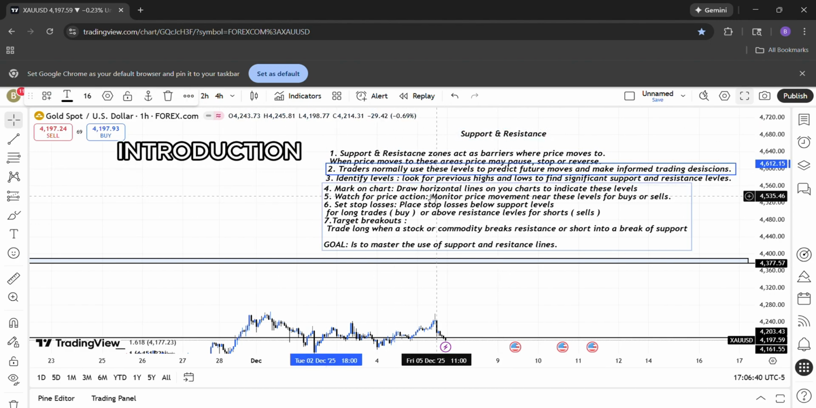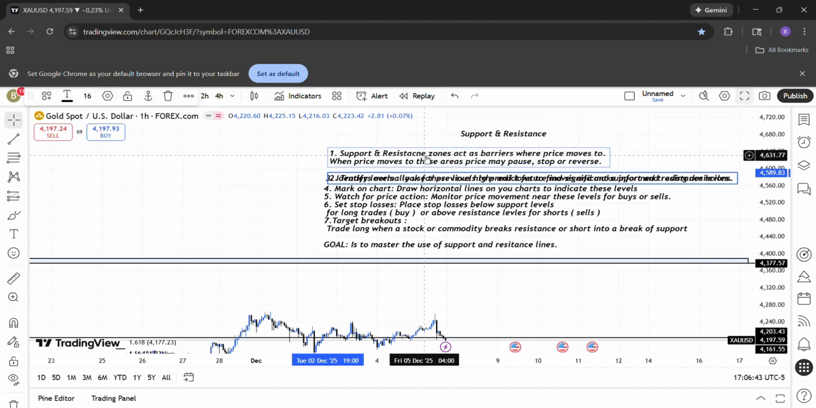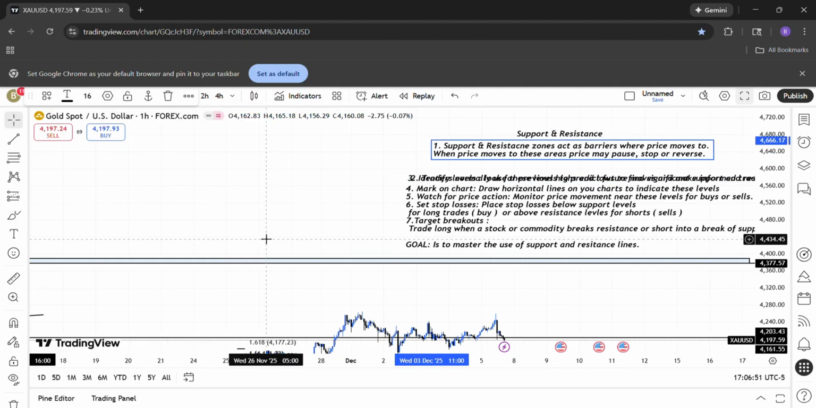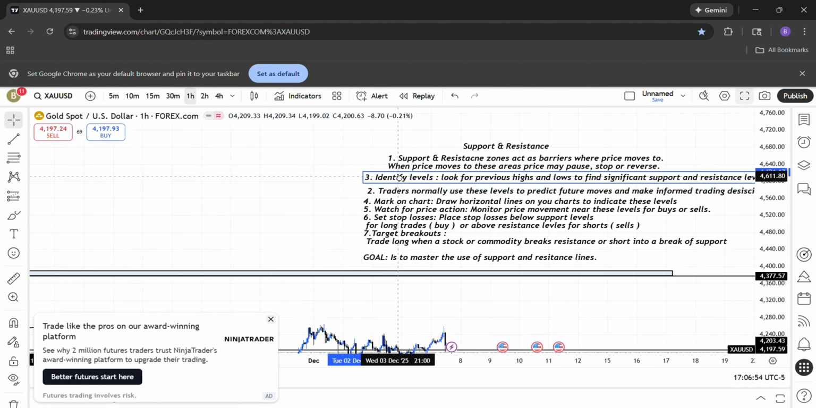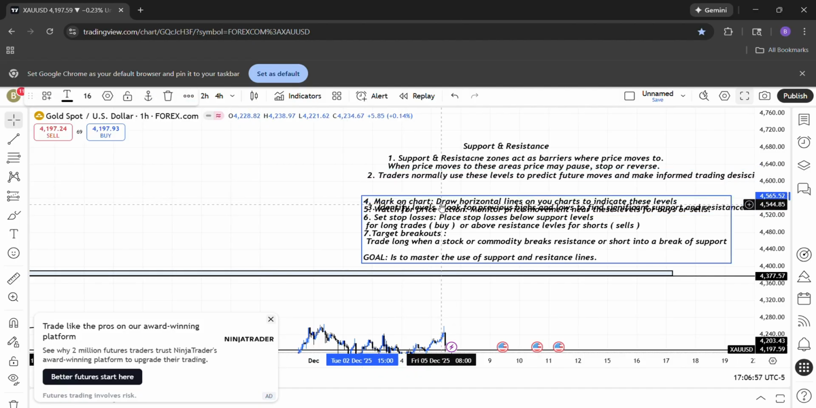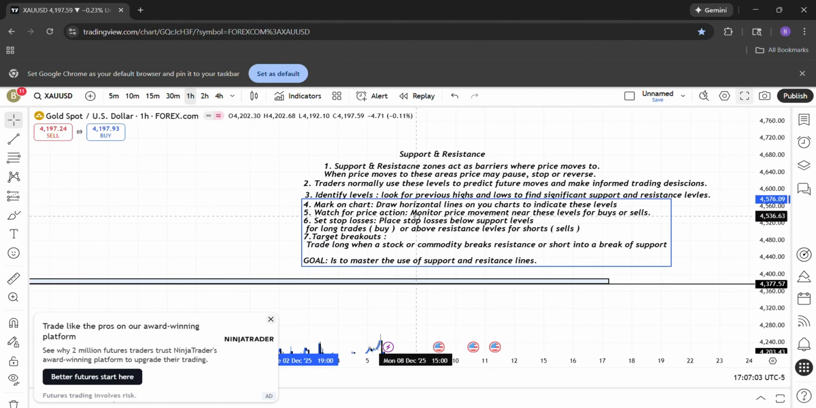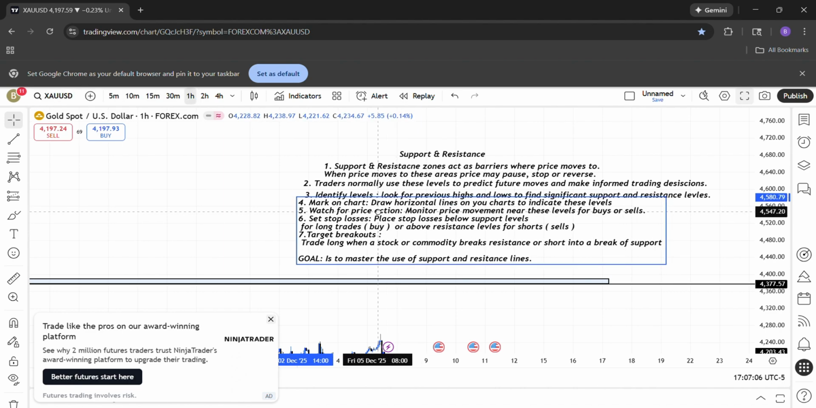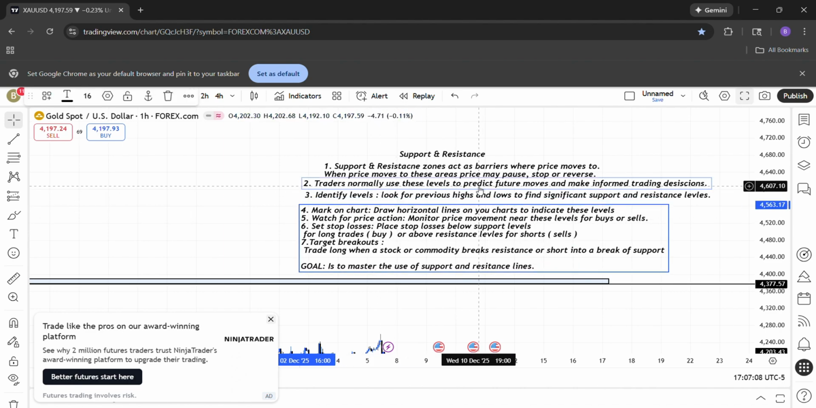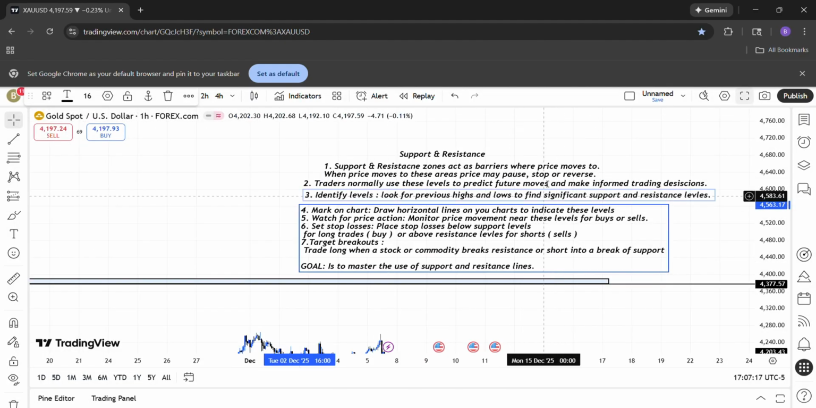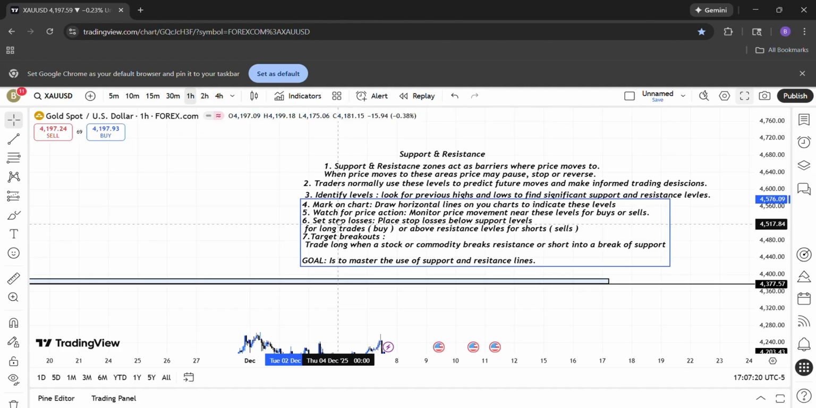So first things first, number one: support and resistance zones act as a barrier where price moves to. When price moves to these areas, price may pause, stop, or reverse. I'll show you an example later in the video, but let's just focus on our key task, so you have a certain plan to follow throughout the video. Number two: traders normally use these levels to predict future moves and make informed trading decisions. Keep in mind I'll go over all of these in further depth later on in the video.